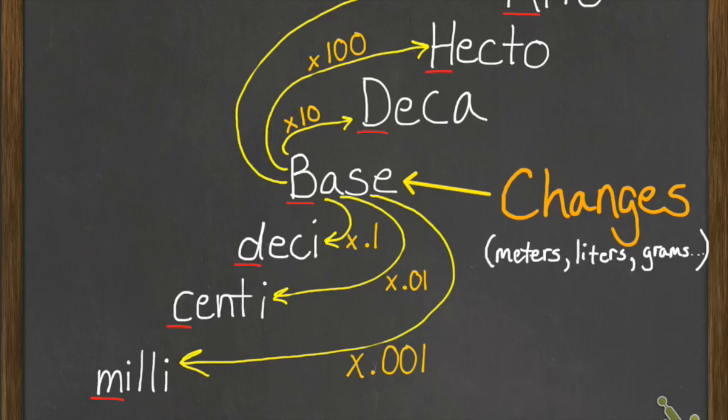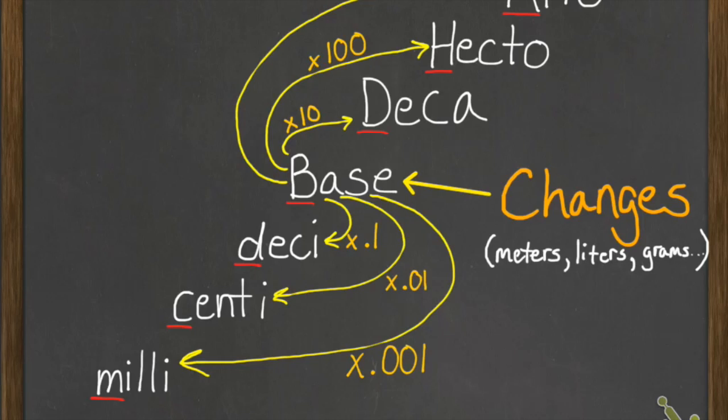Now it can also go the other way. You've probably heard of centimeters and millimeters. Probably you haven't heard of decimeters as much. If you follow the yellow arrow from the A on base to deci, that means a decigram is not 10 times larger, it's 10 times smaller than a gram. A centimeter is 100 times smaller than a meter. It takes 100 centimeters to make a meter.